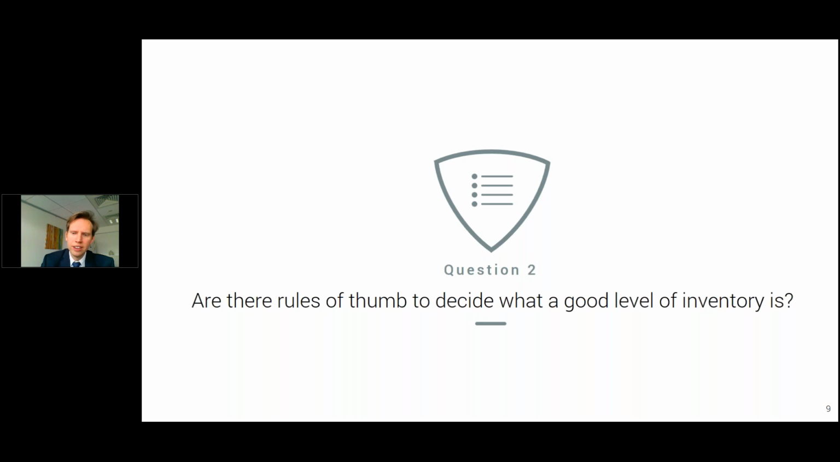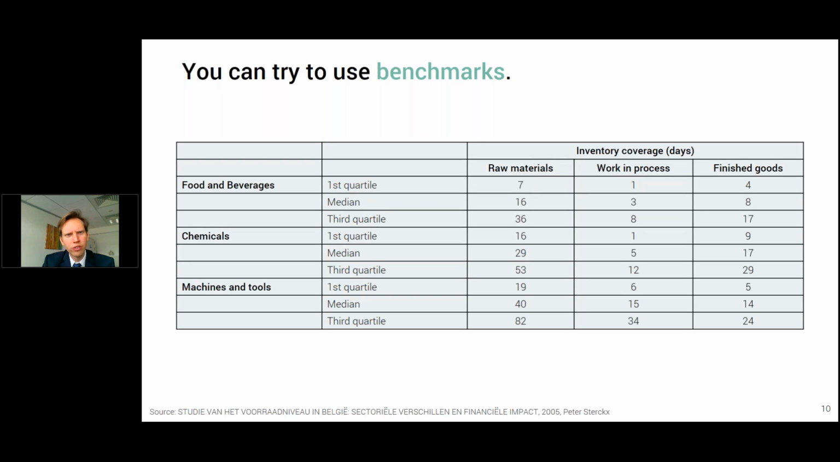The second question I wanted to answer in this webinar is, are there any rules of thumb we can use to decide what a good level of inventory is? Because of course, in a discussion we can very quickly say our inventories are too high, but are they really too high? And what can we use to say, is this the right level? Do we have the right level of inventory or not? Of course, the first way to answer that question would be to benchmark, right?